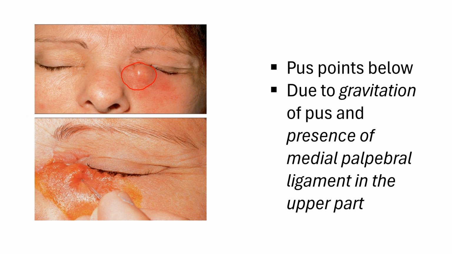This pus point, for most of the times, is going to be present here somewhere because of gravity, and also because I told you that the lacrimal sac is covered in its upper part by the medial palpebral ligament, and therefore the lower part is slightly weaker. All the pus is also going to come to the lower part because of gravity, and then the patient will develop a pus point in the lower part of the lacrimal sac area, right?